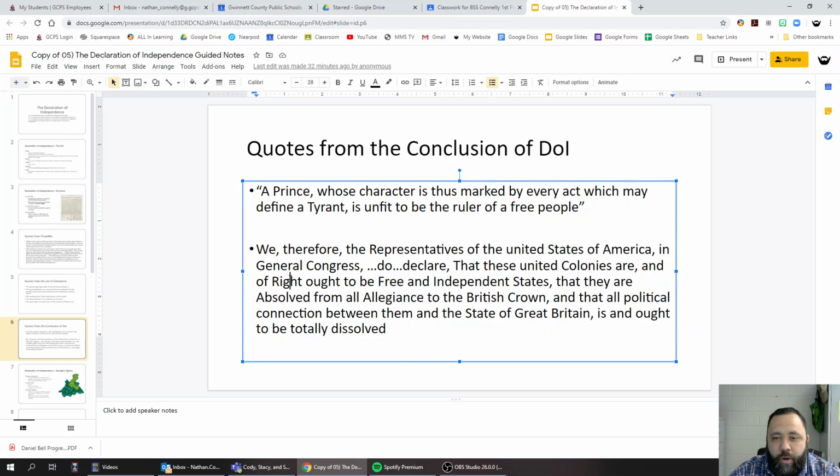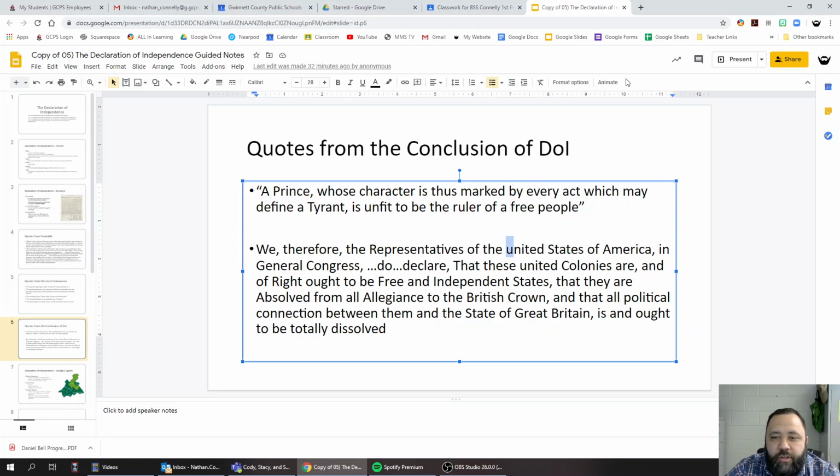We, therefore, the representatives of the United States of America. I want to point something out. This is one of the first times that we see this phrase that would have become the name of our country used, and that is the United States of America. Now, notice in this case, the U is not capitalized. It's not a proper noun. That's because it's not yet the name of this nation. Instead, it's just a reflection of their condition, that all the former colonies, now states, are united in America.